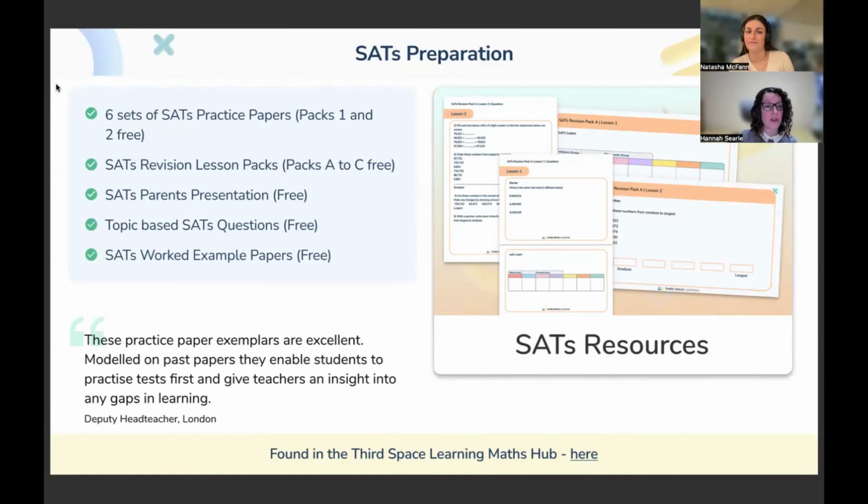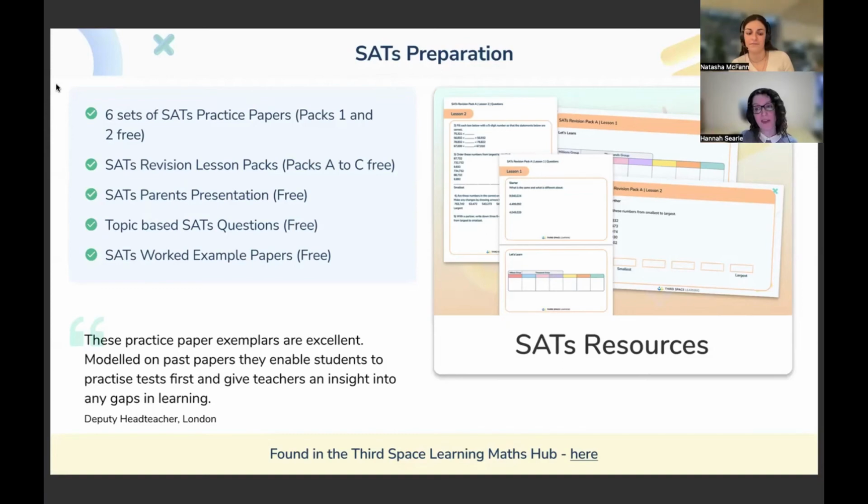And then we've got our topic-based SATs questions. These are fantastic because if you know your pupils are struggling maybe with fractions questions, we've grouped all of our fractions questions together. You can just pick up those and do those fractions questions with your pupils.